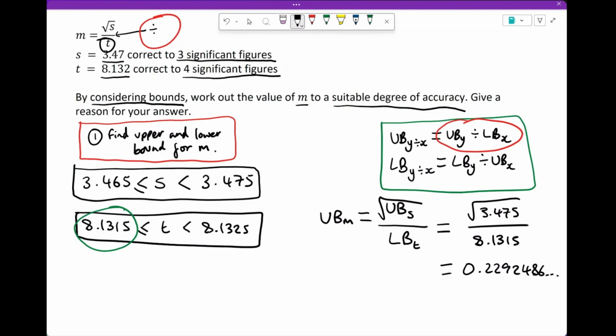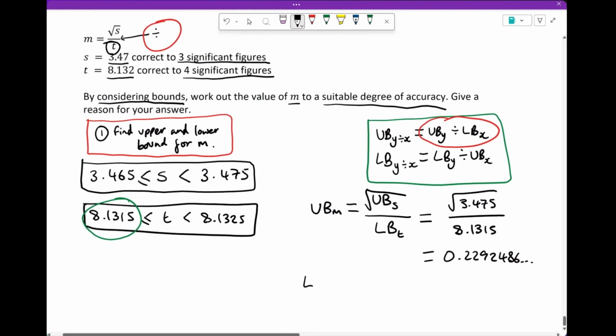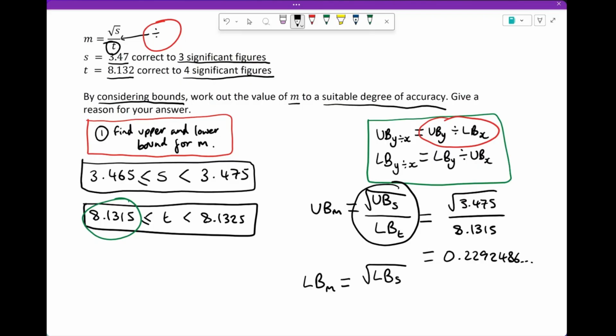Now let's do the lower bound. So I'm going to write LB and then M. And for our lower bound, it's always going to be the opposites of what we've used here. So it's going to be the square root of the lower bound of S and then the upper bound of T. Essentially we're using the two values we haven't used yet. So my lower bound of S was the 3.465. So we need the square root of 3.465. And then the upper bound of T, my denominator, would be the 8.1325.